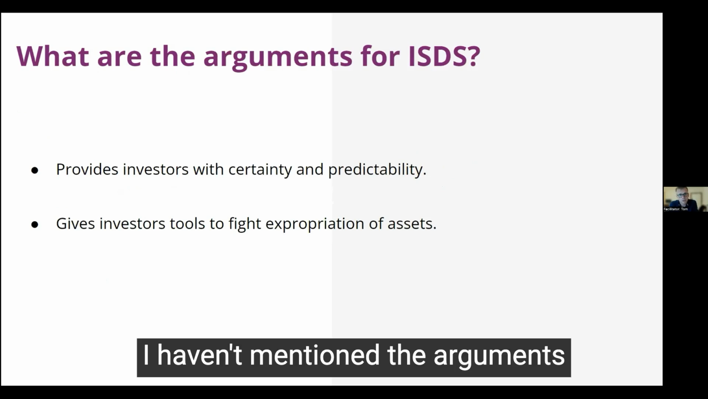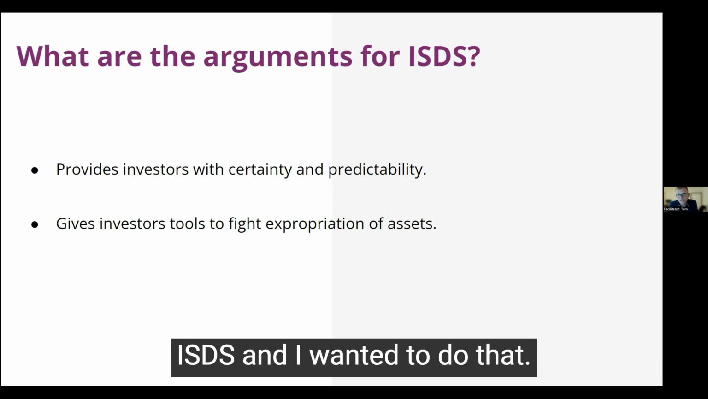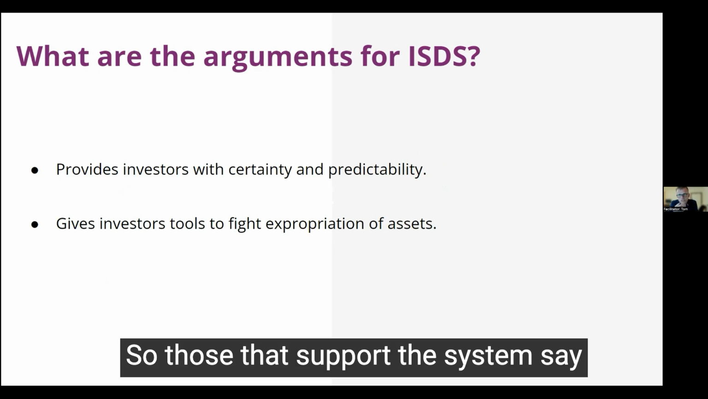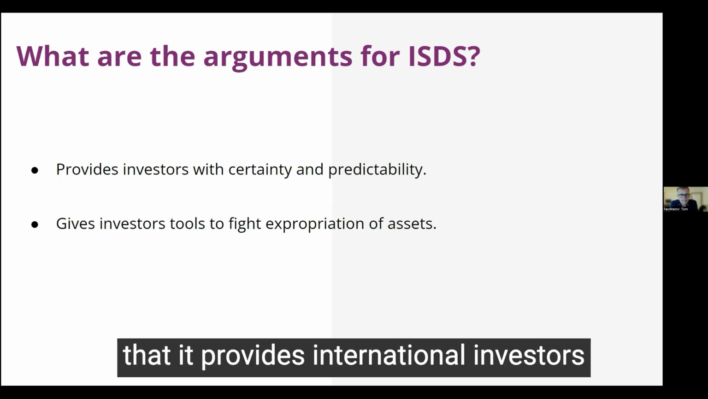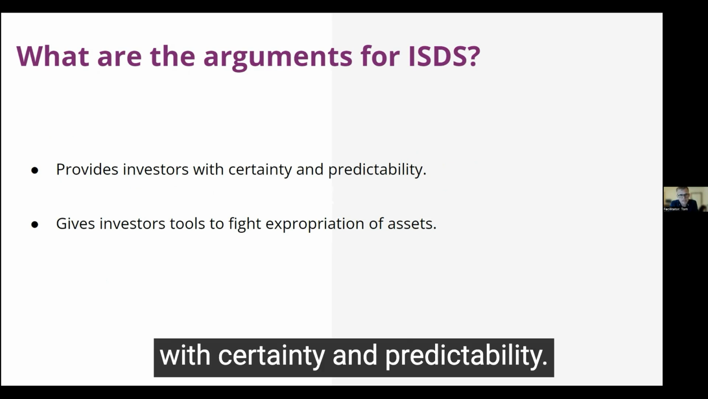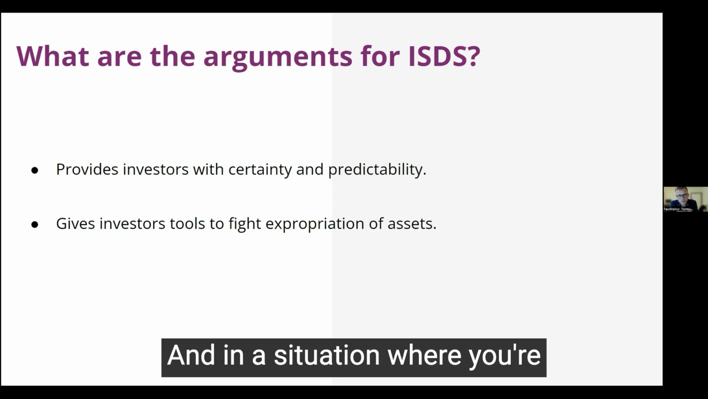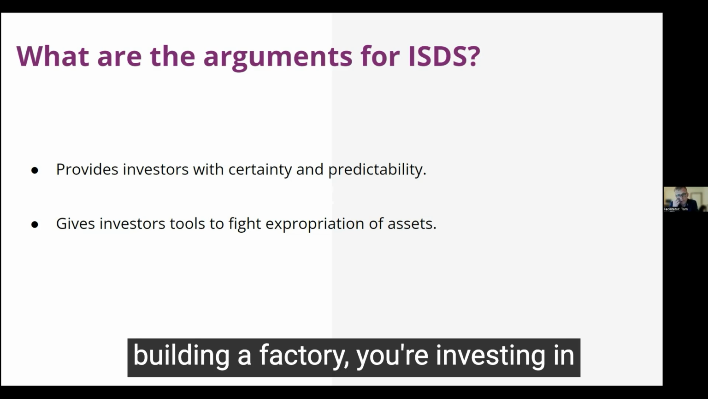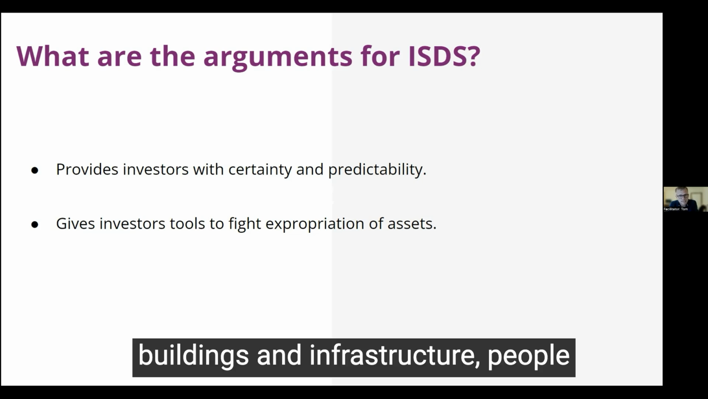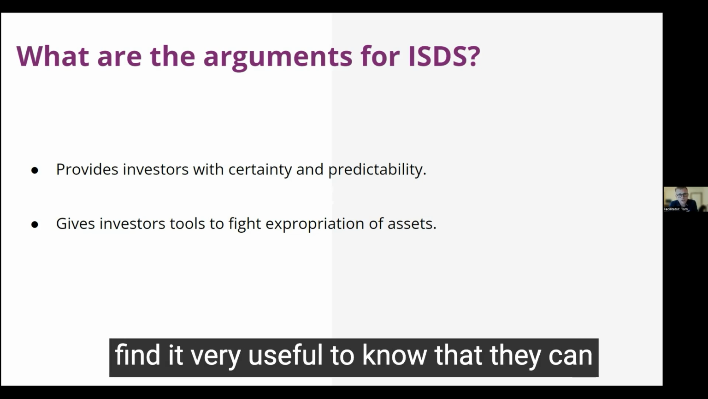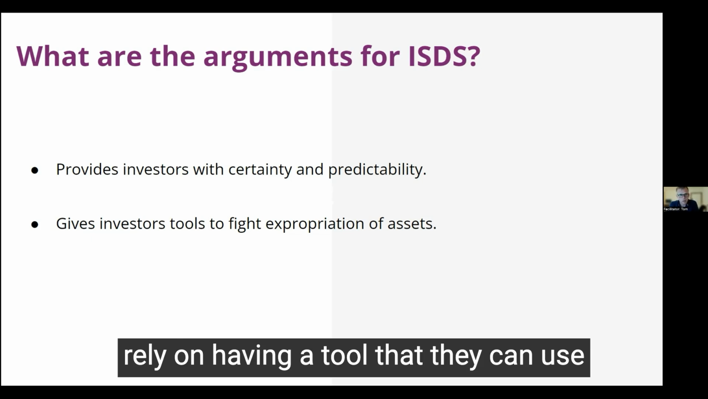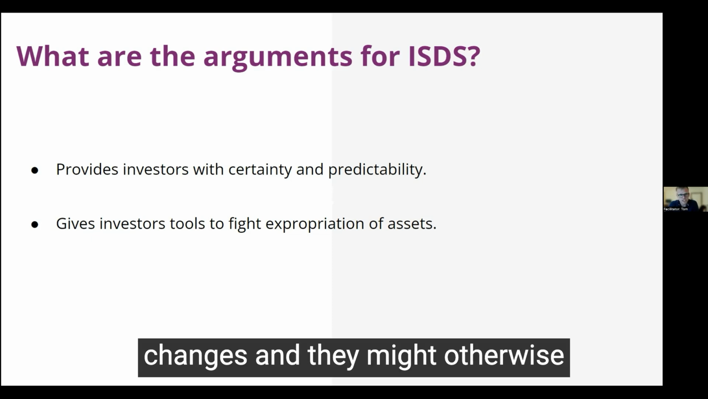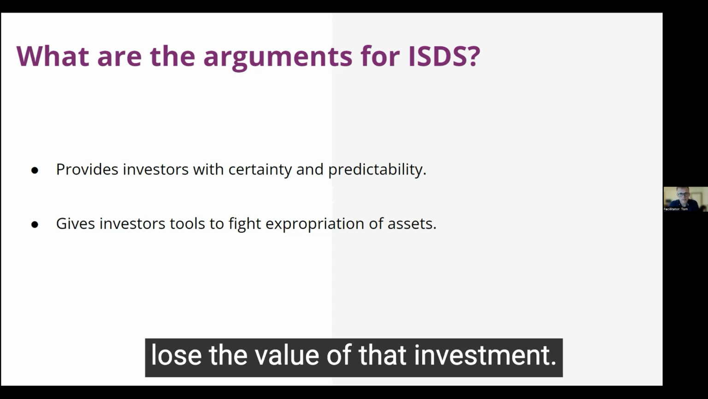I haven't mentioned the arguments that people make in favor of ISDS, and I wanted to do that. Those that support the system say that it provides international investors with certainty and predictability. In a situation where you're establishing new operations, you're building a factory, you're investing in buildings and infrastructure, people find it very useful to know that they can rely on having a tool that they can use if government policy all of a sudden changes and they might otherwise lose the value of that investment.